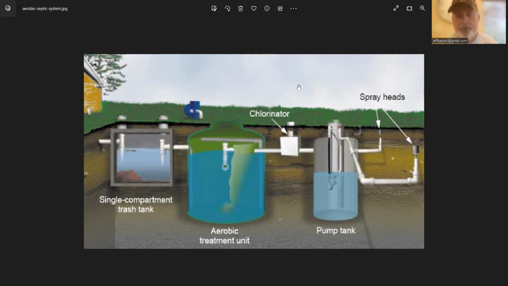So if your system or your neighbor's system is starting to smell a little bit too much like sewer, more likely there's something wrong with the chlorinator. Either it's partially clogged or chlorine tablets haven't been put in a while. So anyway, that is the two major systems that are out there. And of course, like I said before, there's all kinds of variants.